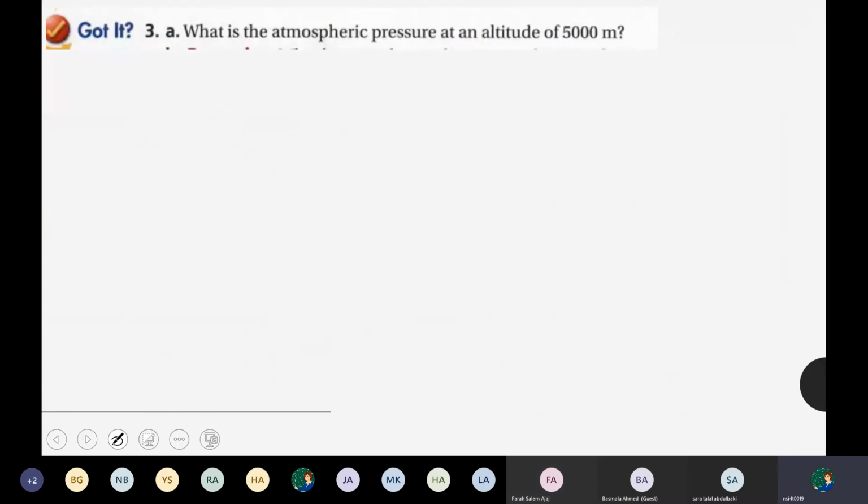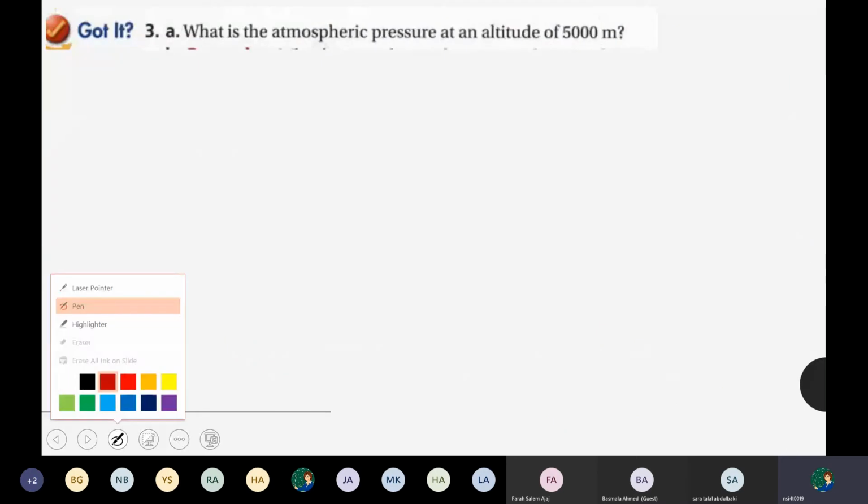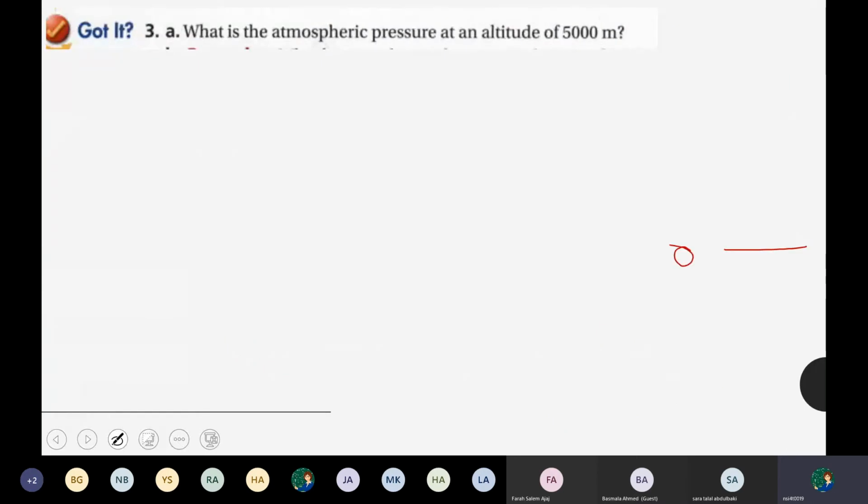Okay. Now, what is the atmospheric pressure at an altitude of 5,000 meters? Not 3,000. Here now, he told me that you are at the 0 level, and you said every 1,000. It's going to be 5. Thank you.